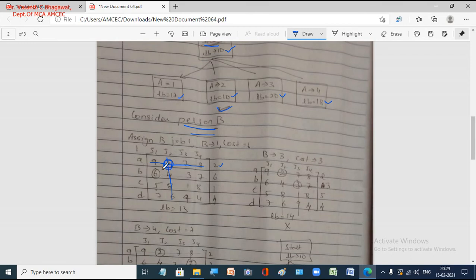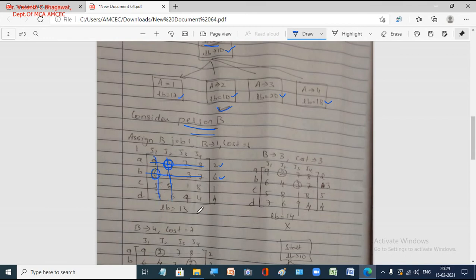Now the same process is repeated. We will start by assigning job 1 to B. I will circle this row. Since you assigned job 1 to B, what is the cost you are going to get? 6 is the cost. I will write down 6. Now we will strike off this row and this column.